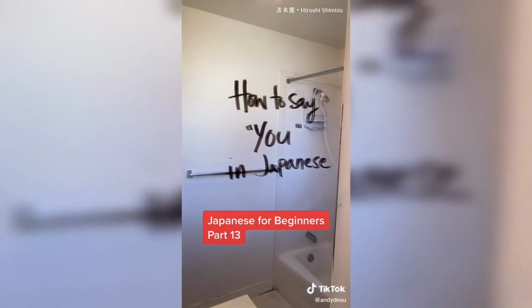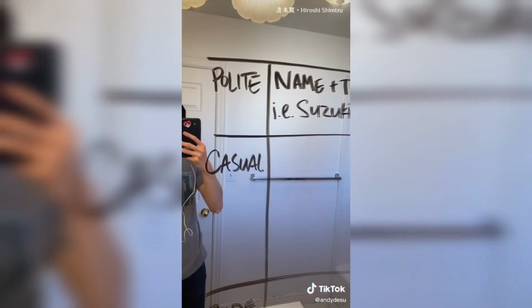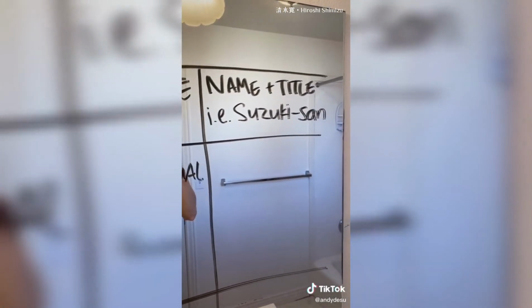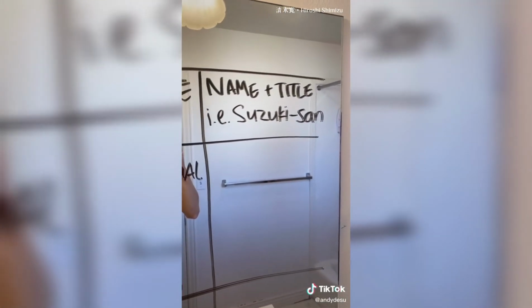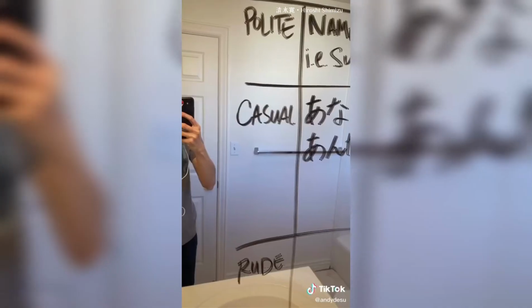In the last lesson, we learned how to say I in Japanese. Now let's learn how to say you. The most polite way to refer to someone would be to simply say their name and their title. For example, Suzuki-san.